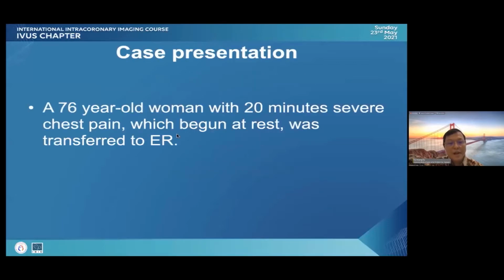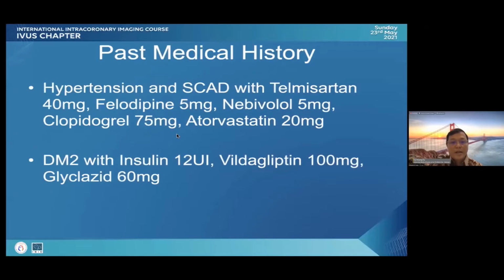This is a 76-year-old woman admitted to our hospital because of severe chest pain. This patient has hypertension and stable coronary artery disease, on medication every day, and she also has diabetes mellitus.